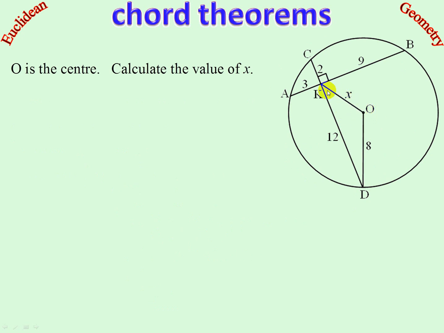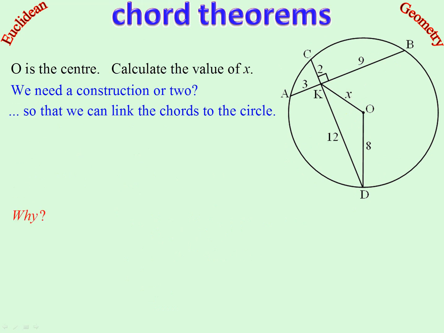Right, in this case, we need to find the value of x. In order to be able to link the chords to the circle, we need to draw a couple of lines in. And what would they be? They would be the perpendiculars.